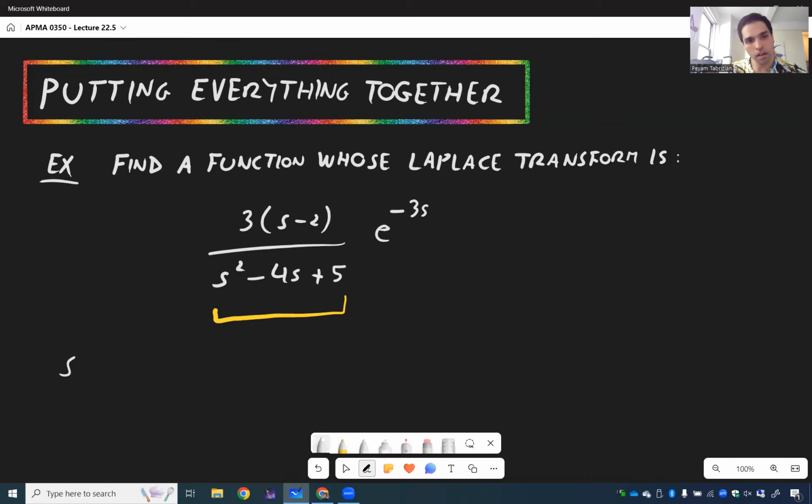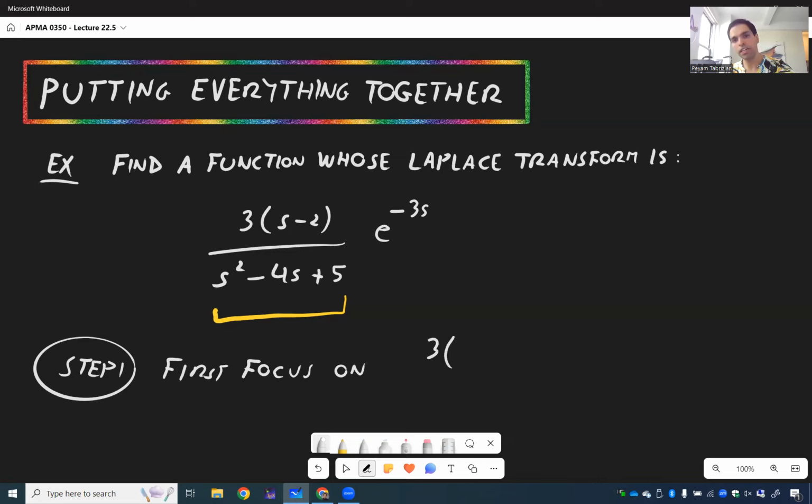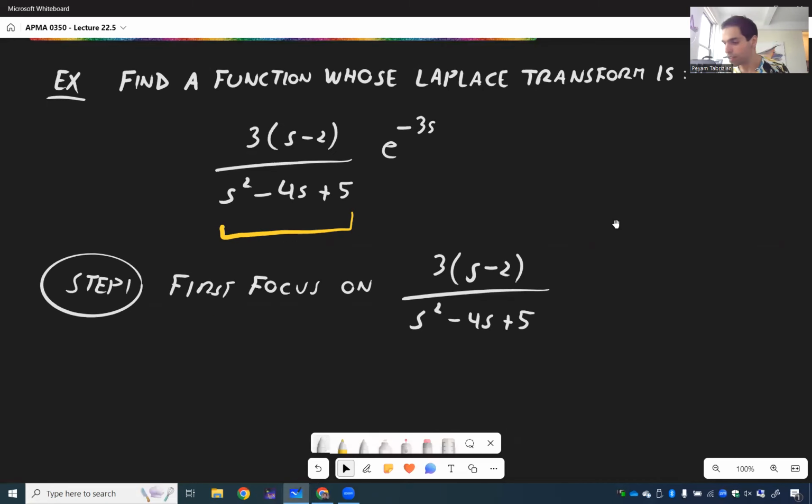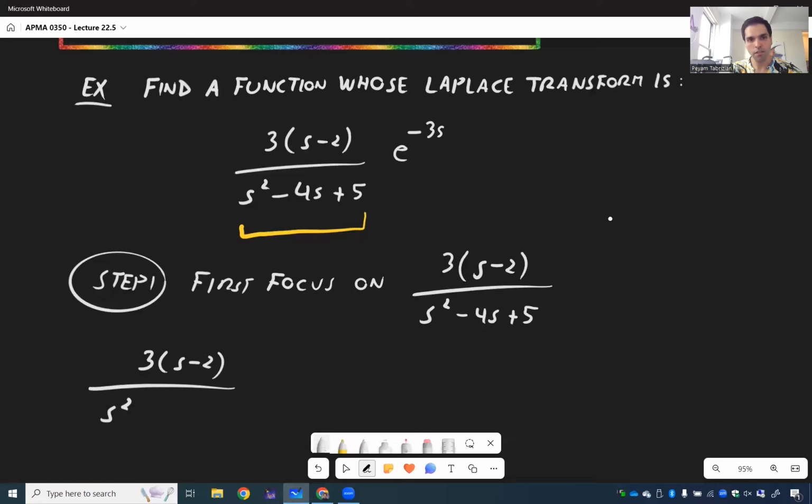So step 1. So first focus on 3 times s minus 2 over s squared minus 4s plus 5, and then figure out what happens to the exponential term. And here what we need to do, as usual, the bottom is a quadratic, so we need to complete the square. So 3 times s minus 2 over s squared minus 4s plus 5.